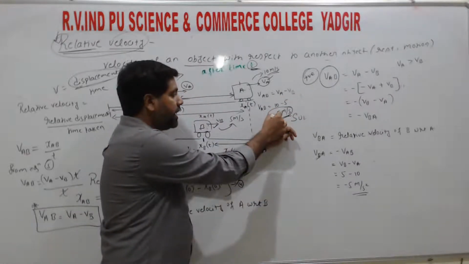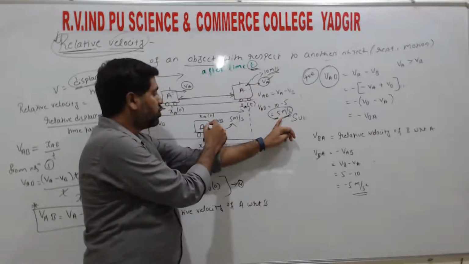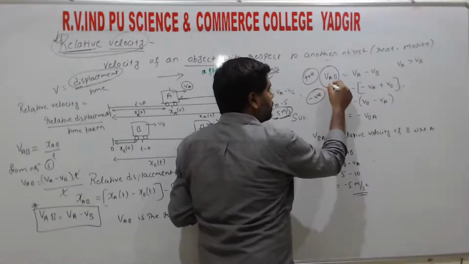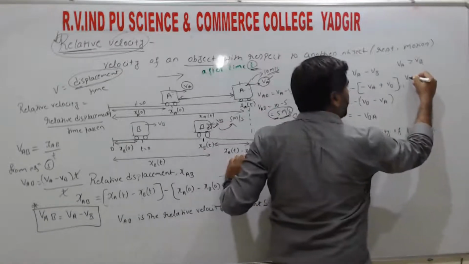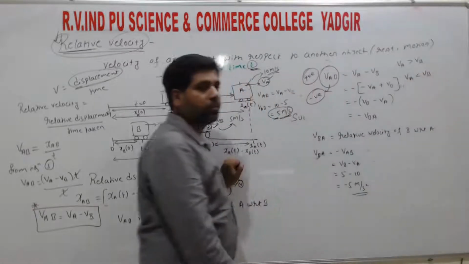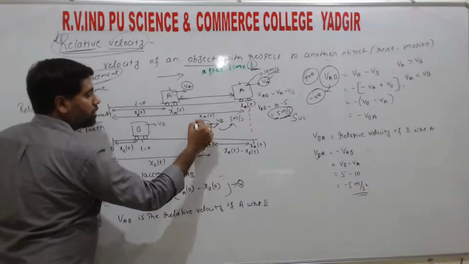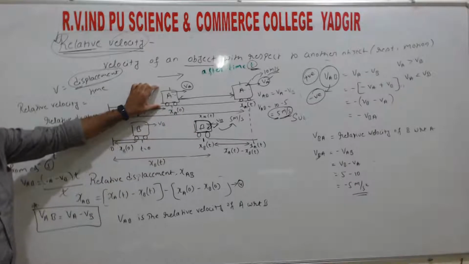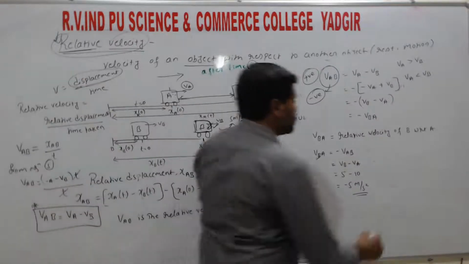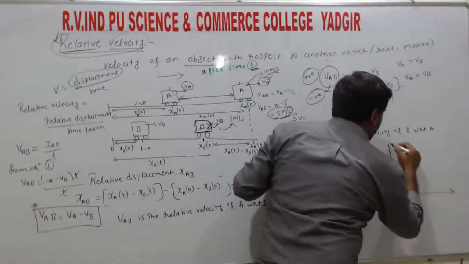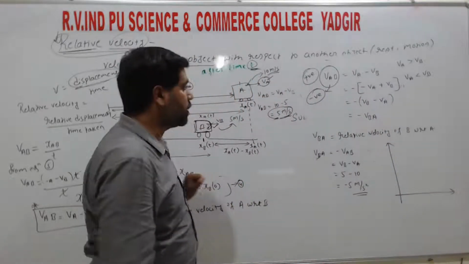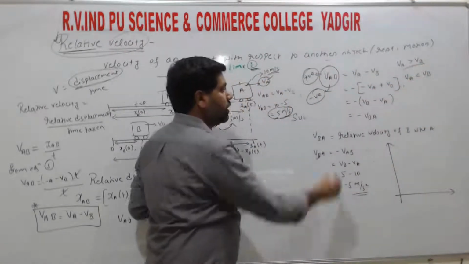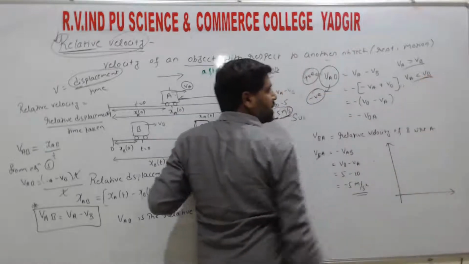So this indicates what? VA is moving fast with respect to B. If VAB is negative, then VA is less than VB. That means object B is moving forward, so VB is moving faster than VA. If we write the displacement time graph, for the positive case VA is greater than VB, and if it is negative, then VA is less than VB.